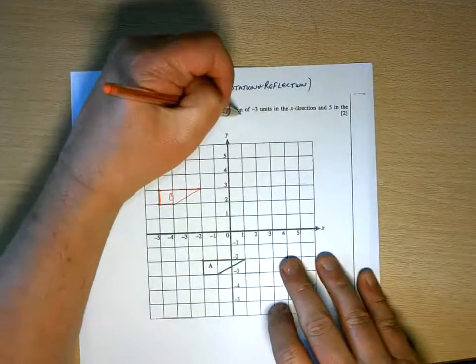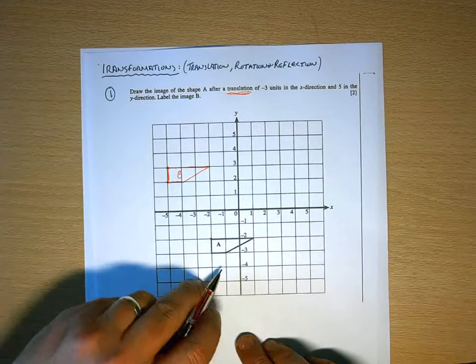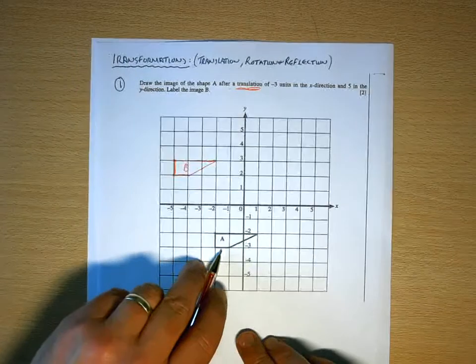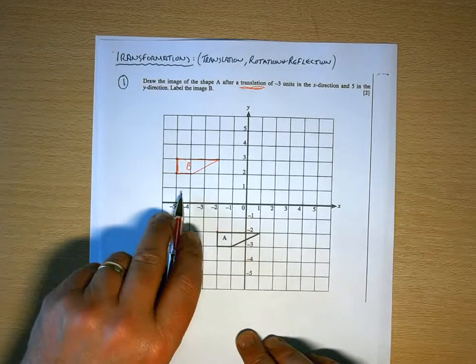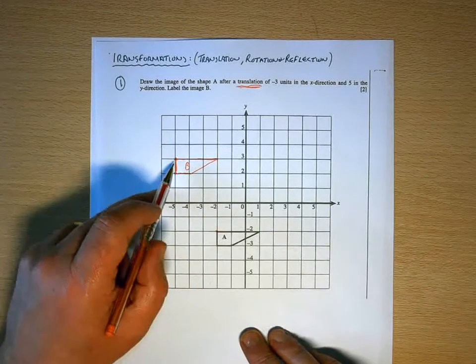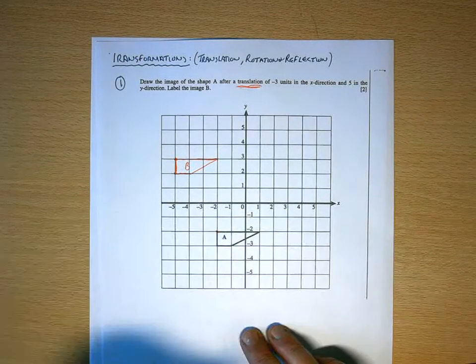So that's a translation. Okay, it's taking your shape and moving every point on the shape 3 units that way and 5 units that way, but the shape remains identical, just in a different position on the grid.